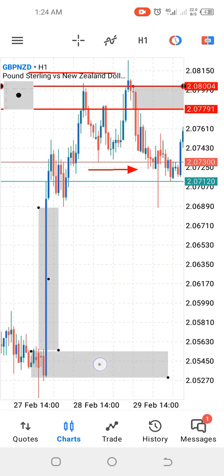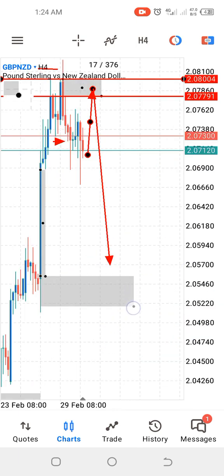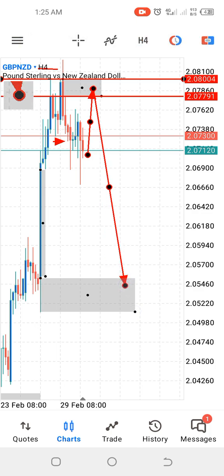As you can see, a very good demand zone which price is expected to tap, after the sell from that supply zone.